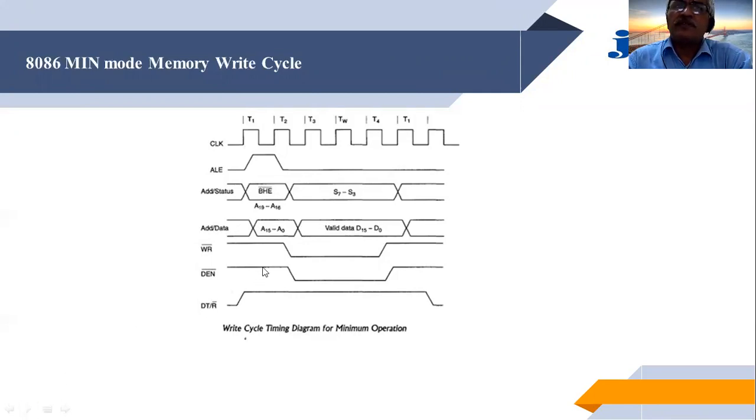Data enable enables the buffer, and DT/R decides the direction. Then a read operation will lead to reading from the memory device. So this completes the minimum mode read and write operation.